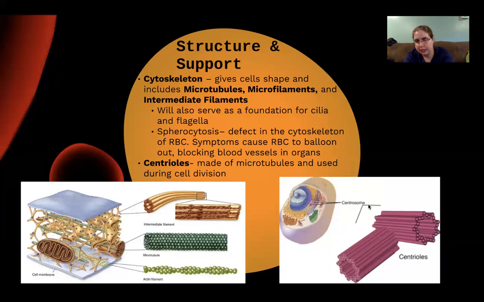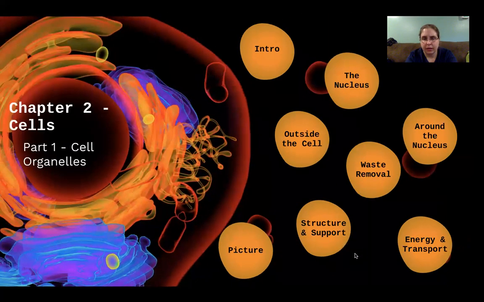Centrioles, you'll see this right here. These are made up of microtubules, and they only function during cell division. What they'll do is they will build the spindle fibers that attach to the chromosomes and separate the sister chromatids during division. All right, let's see.